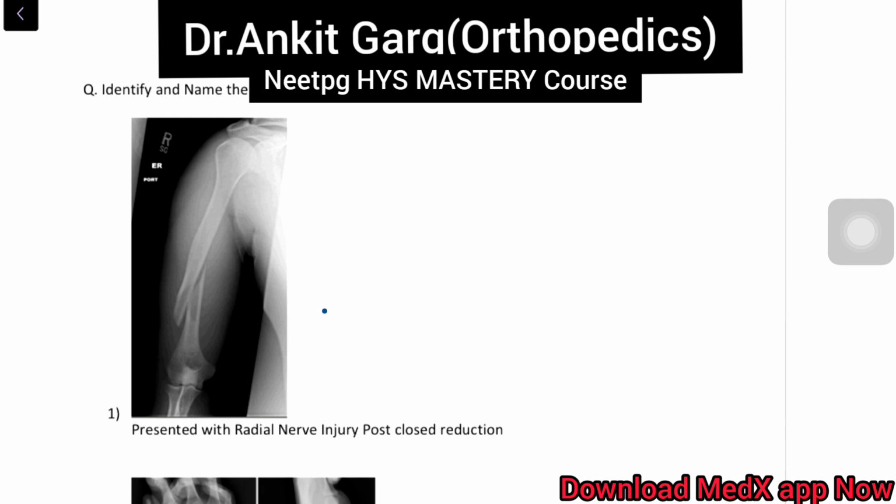So coming to the first question, we have a fracture of the right middle 2/3 and distal 1/3 shaft of humerus. It is an oblique fracture, as we can see here. The key here is that it presented with a radial nerve injury post closed reduction. So the classical description of this type of fracture is Holstein-Lewis fracture. It's a very easy question, and no one should miss the answer to this question.